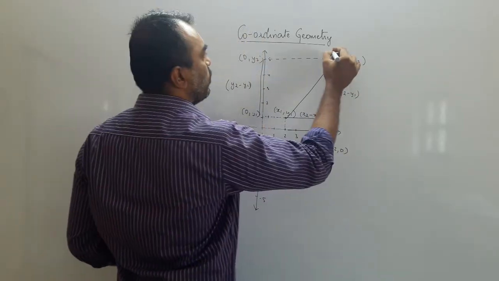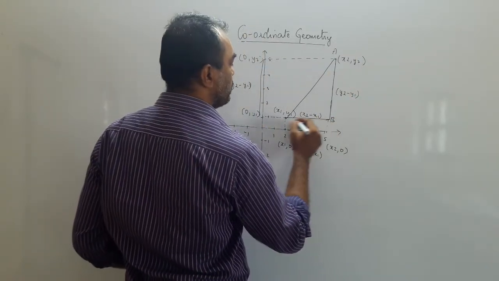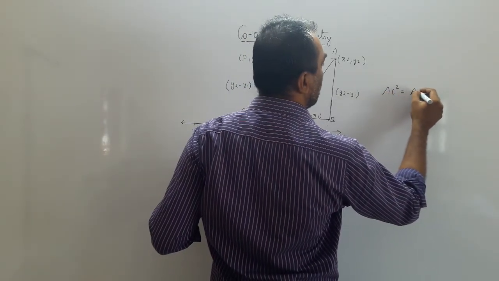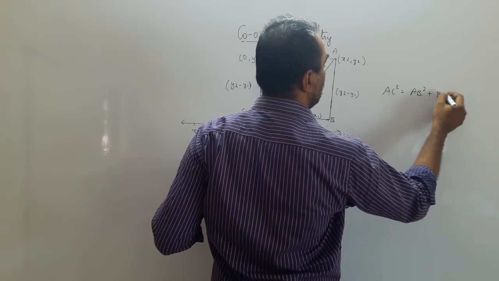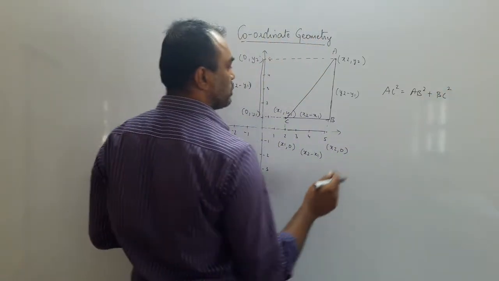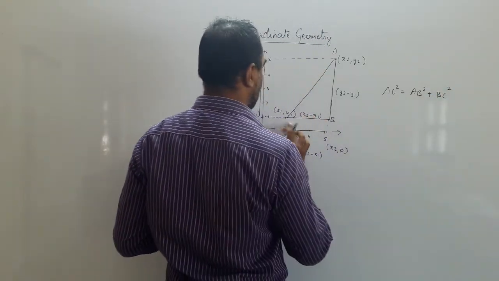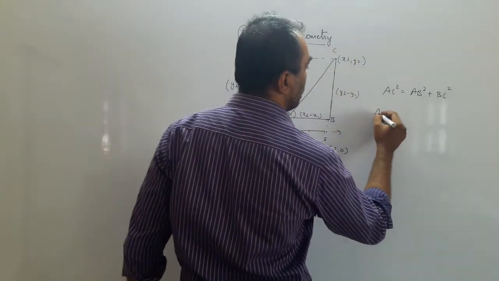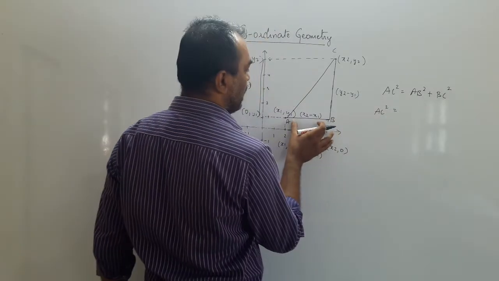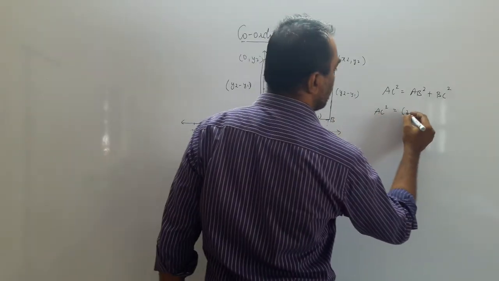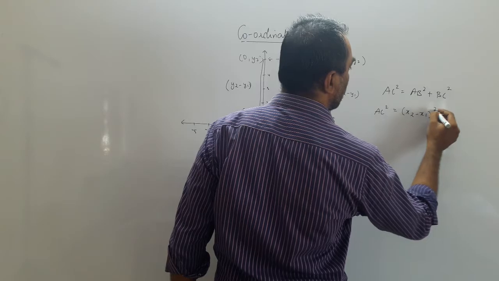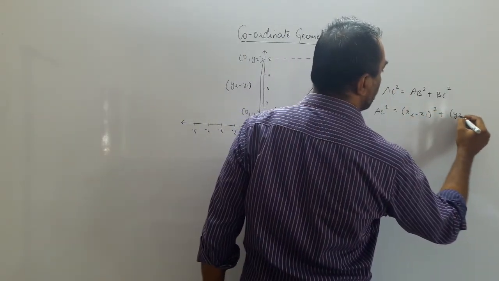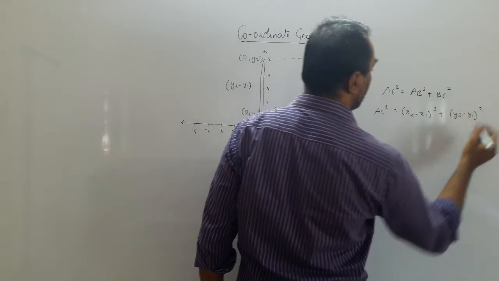Now again we are going to apply what? The Pythagoras theorem. So AC square equal to AB square plus BC square. Write this as A and this as C, so we have maintained the order. So AC square equal to, how much is AB? x2 minus x1. So I write x2 minus x1 the whole square. And what is BC? y2 minus y1. So BC square is y2 minus y1 the whole square.